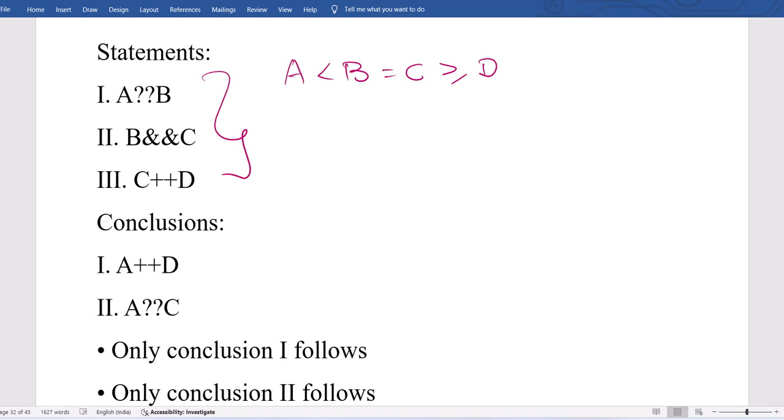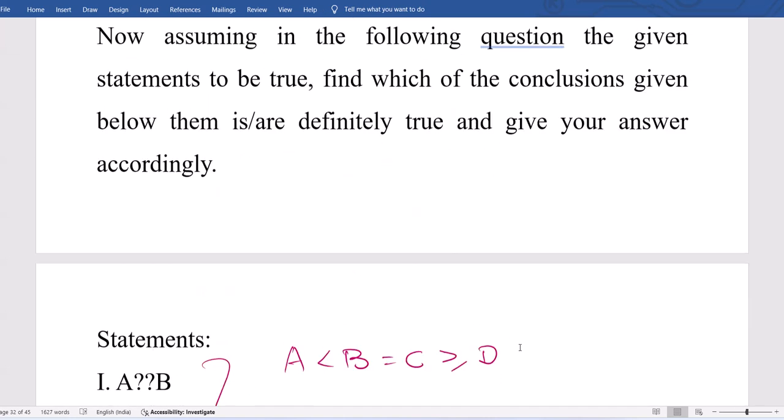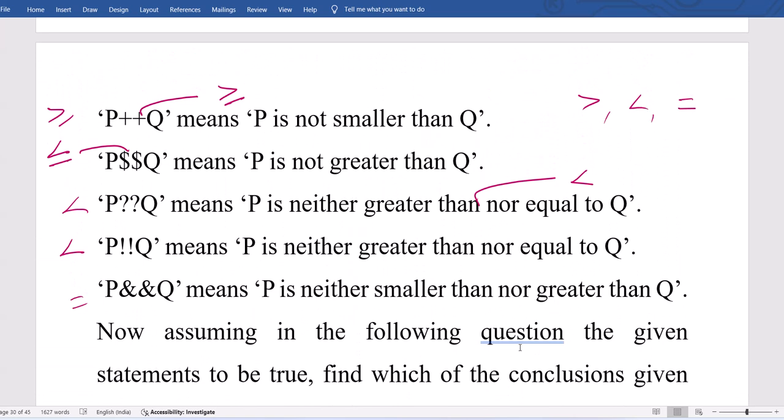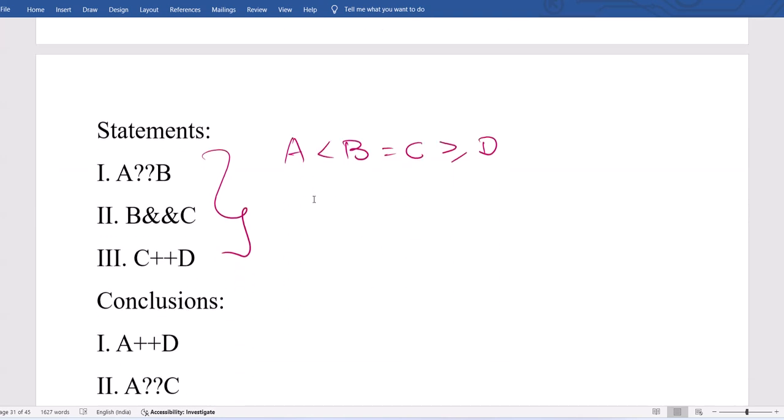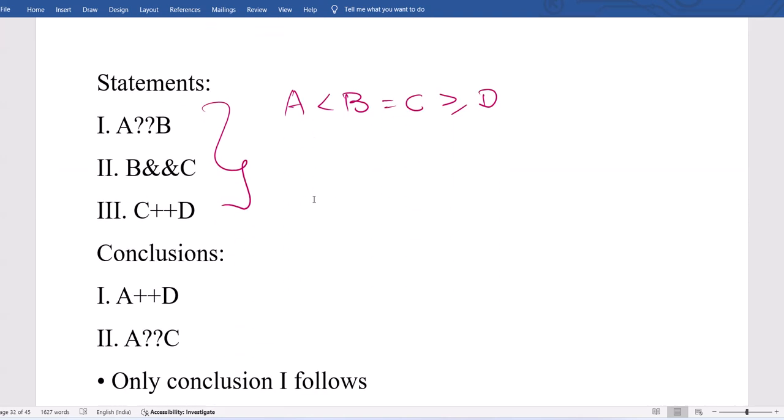They don't give the equation directly with all symbols. They give it in this fashion, and you need to decode each symbol: either greater than or equal, either less than or equal, less than, and so on. You observe they haven't used the exclamatory symbol so far. Fine, let it be. In the conclusions there is also no exclamatory symbol. We had a doubt that exclamatory and the other were the same, but they have not used it at all. So you keep going.